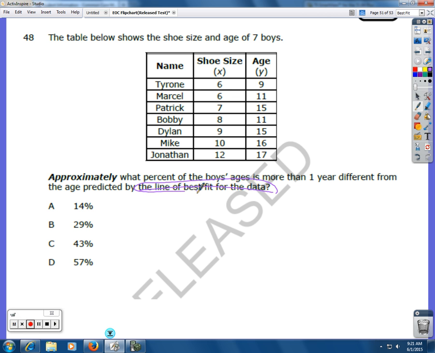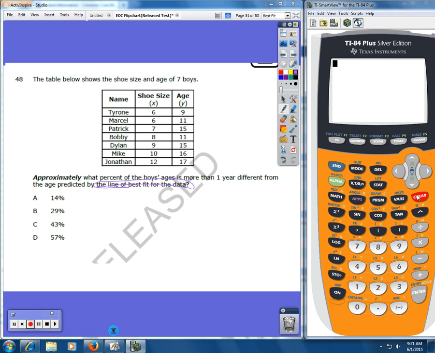So again, we're going to go back into Stat, edit, and clear out anything you have. And then you're going to enter in the first column of data into list 1. And the second column of data into list 2.